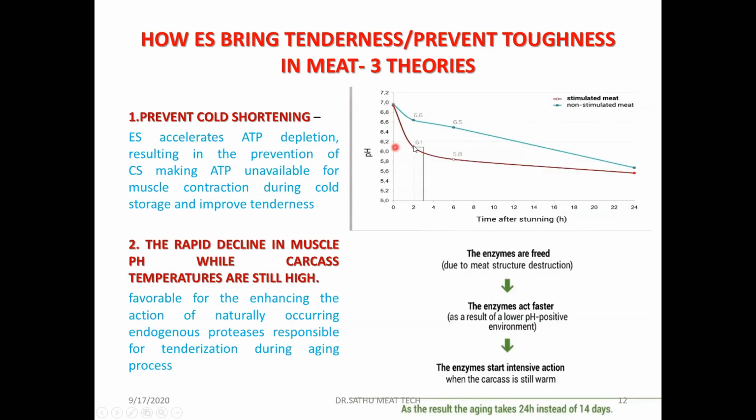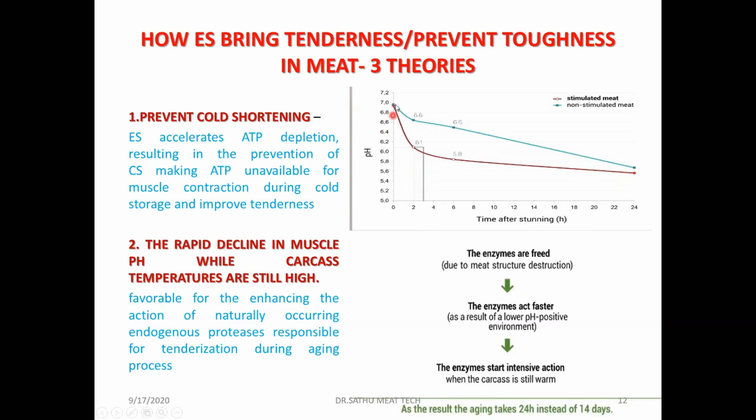The onset of rigor pH is attained faster. But here you can see that at 2 hours it is still at 6.6, so it takes more time to attain this pH. And the ultimate pH is around 5.8 or 5.6. It takes around 24 to 48 hours in the case of cattle. In the case of sheep and goat, it takes around 12 to 24 hours.